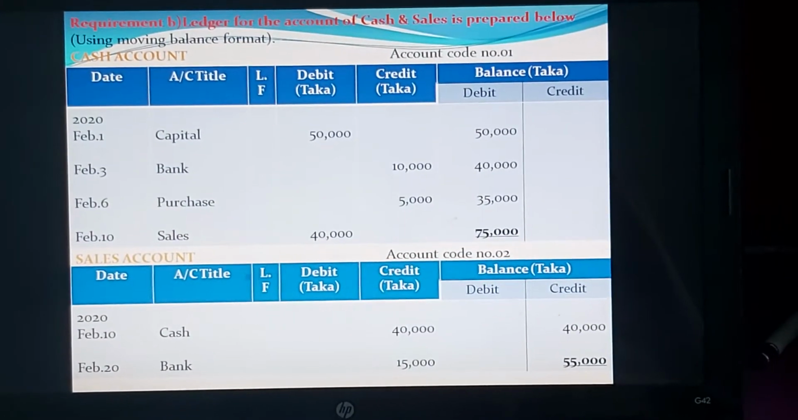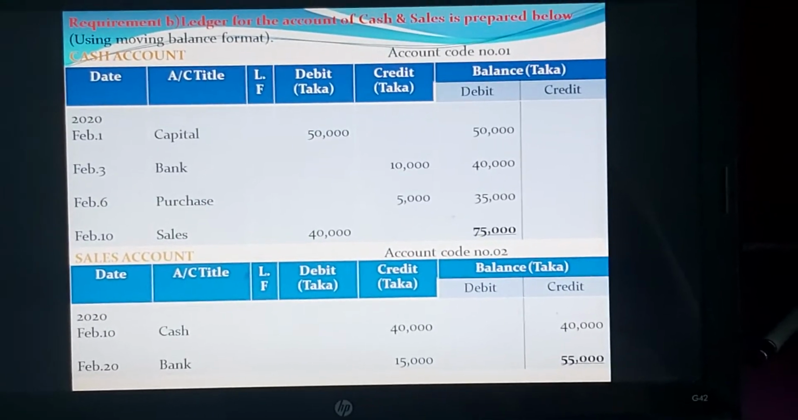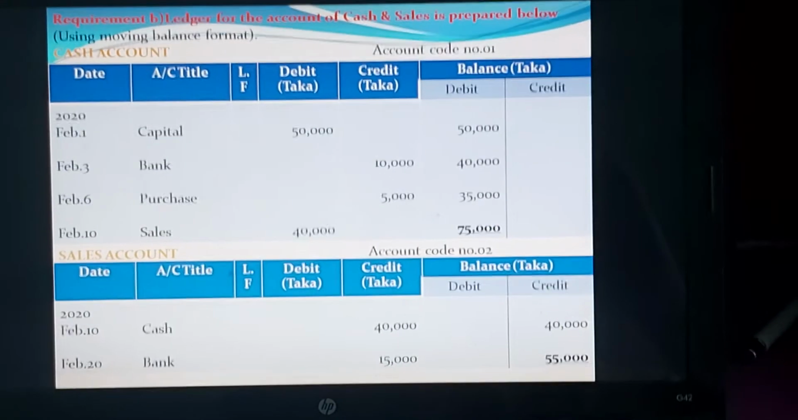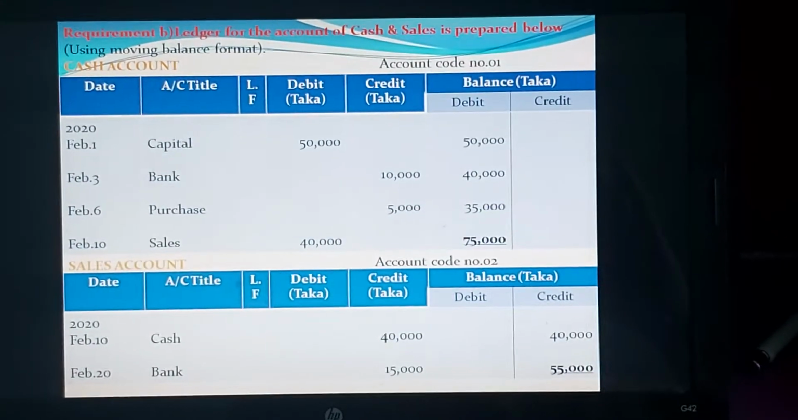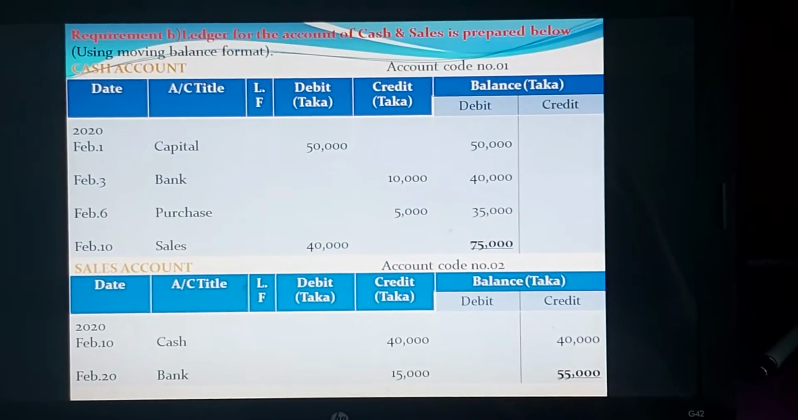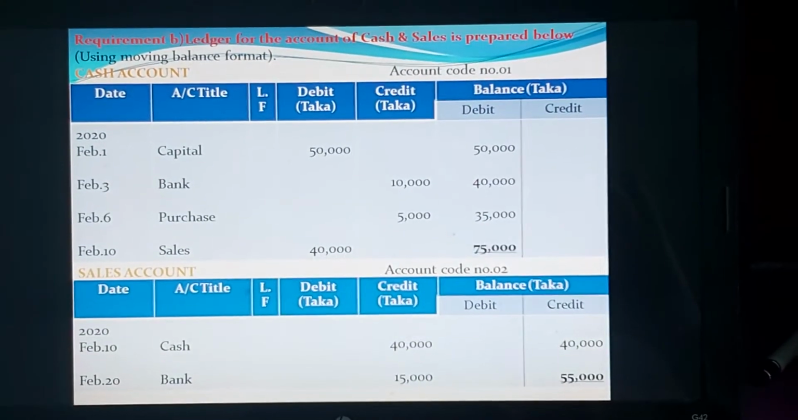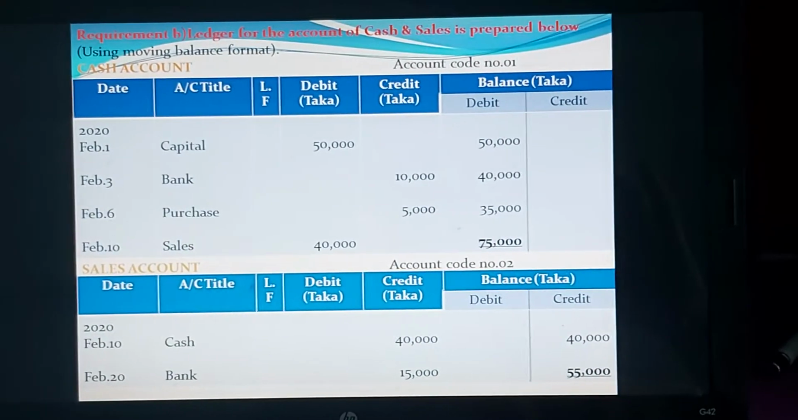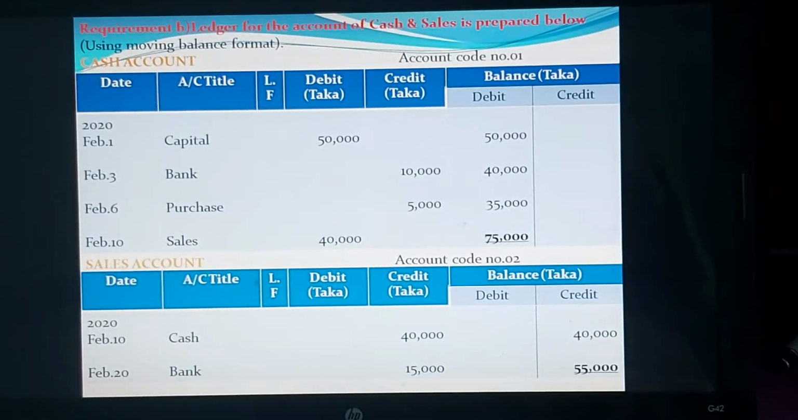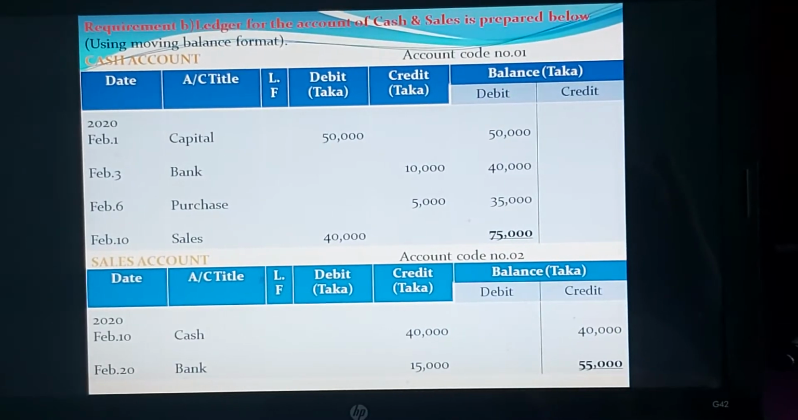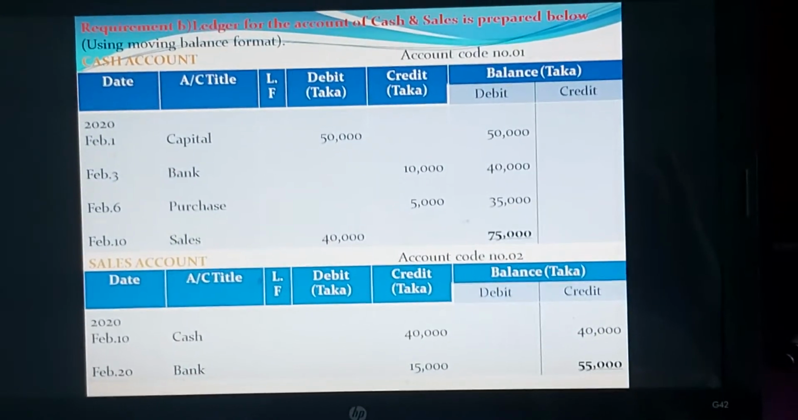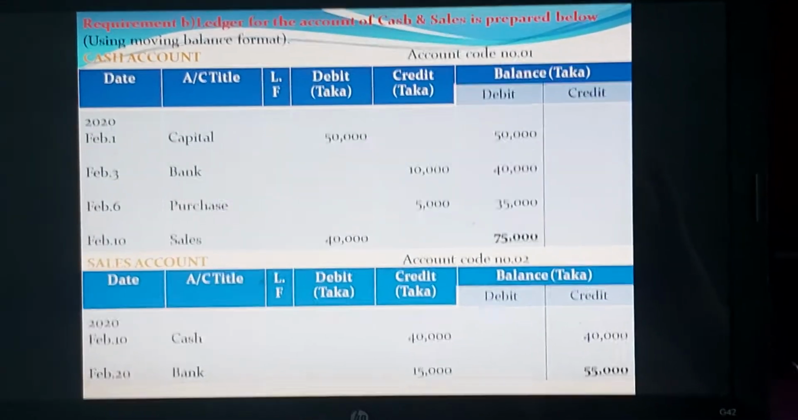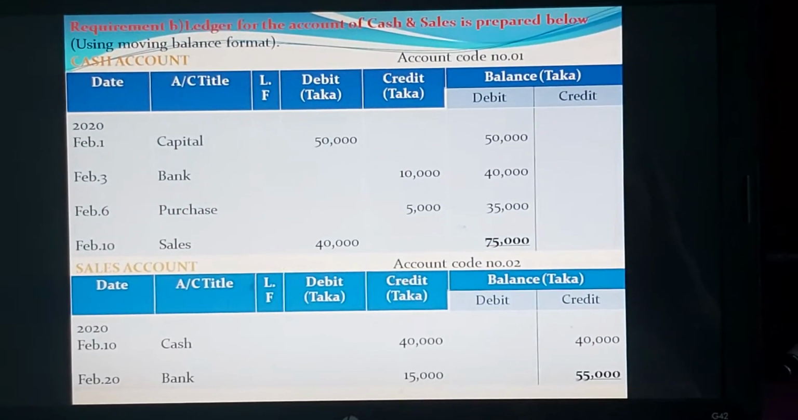You have to write in the date column 2020 February 1. Account title: which account is to be written? From this moment, dear students, you have to remember it. When any account is prepared for the ledger, in the account title column the opposite account is to be written. For the first transaction, cash account debit, capital account credit. So in this transaction, for preparing the ledger, you have to write capital account.